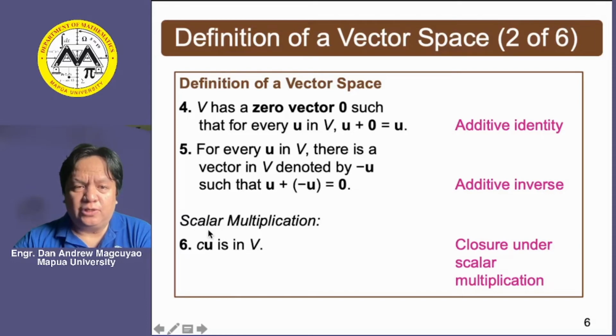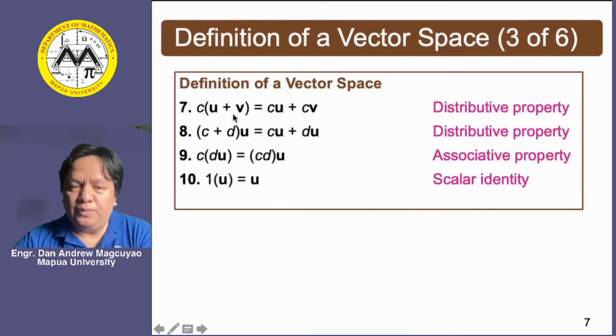For scalar multiplication, if you multiply the vector u by a constant, the product c times u is in V. So this is our closure property under scalar multiplication. c times the quantity u plus v is equal to cu plus cv, a distributive property. c plus d times u is equal to cu plus du, another distributive property. c times the quantity du is equal to cd times u, that's the associative property. And the scalar identity: 1 times u is equal to u.